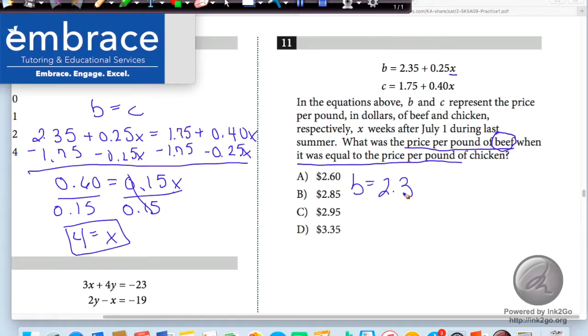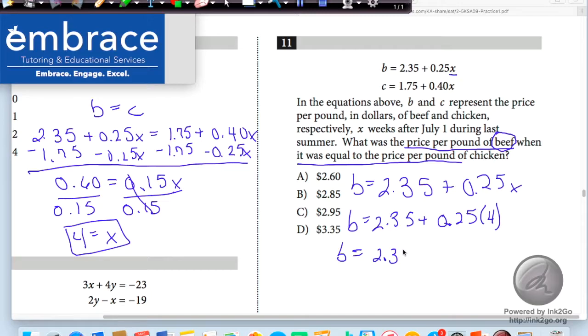So B equals 2.35 plus 0.25x. I want to substitute x in here for 4. So I'm going to have B equals 2.35 plus 0.25 times 4. I'll darken that decimal there. Here I'm going to have B equals 2.35 plus my 0.25 times 4 is going to give me 1. So this is going to be 1 plus 2.35. B is going to be 3.35 altogether, which D is my best answer.